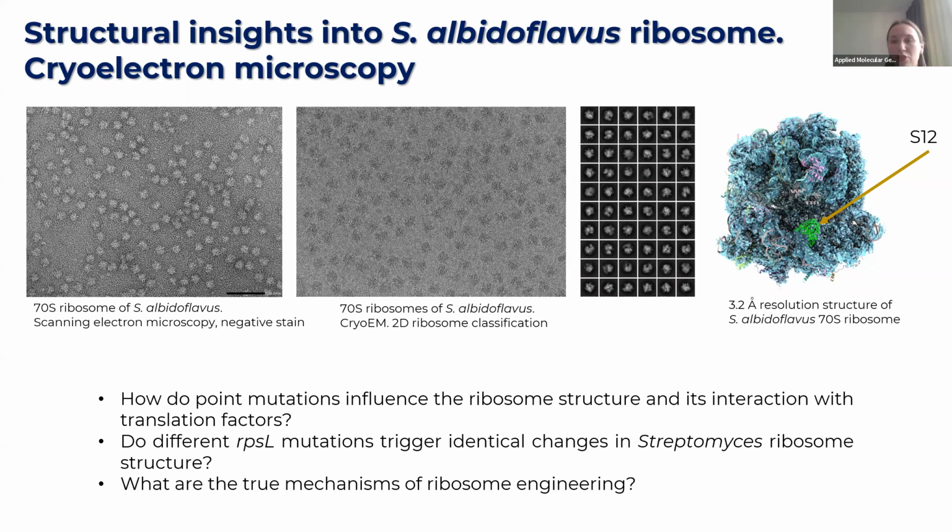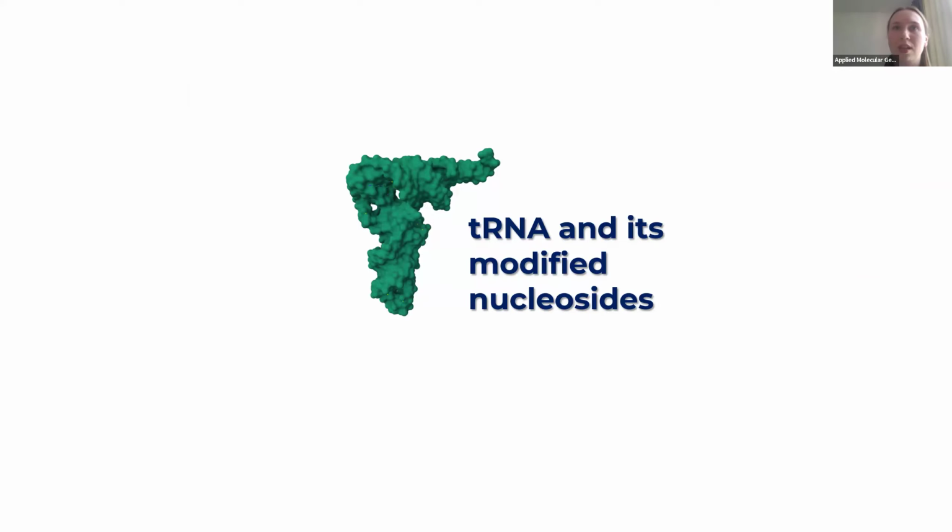We also plan to reconstruct mutant ribosomes to determine whether S12 mutations have a dramatic effect on ribosome structure, and whether different RPSL mutations have different effects on ribosome structure or not. As you see, this piece of work is still in progress, and the true mechanism of ribosome engineering is yet to be solved. Okay, and the second part of my talk will be about tRNAs and their modified nucleotides.